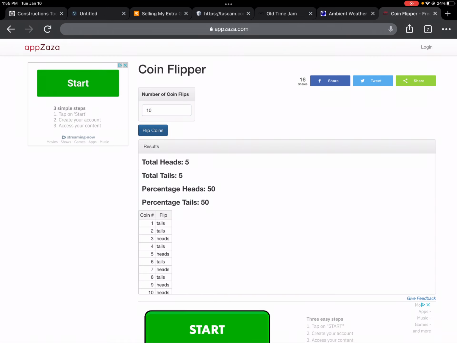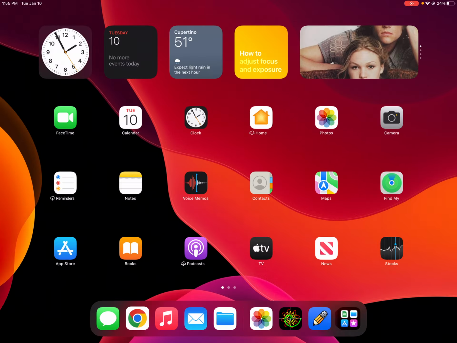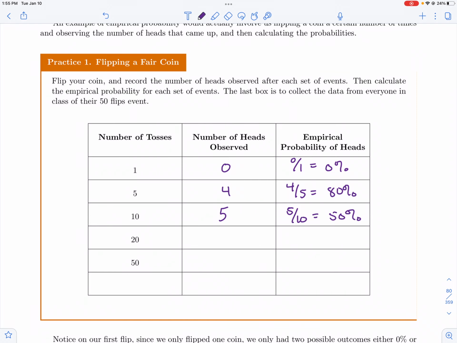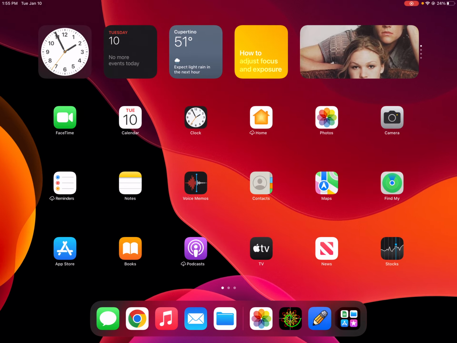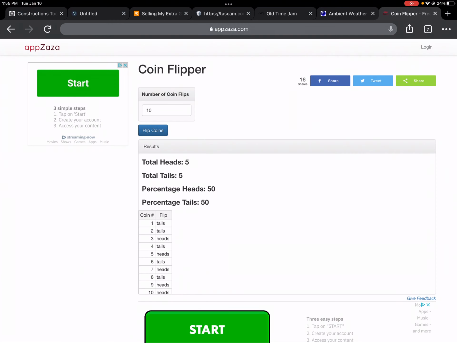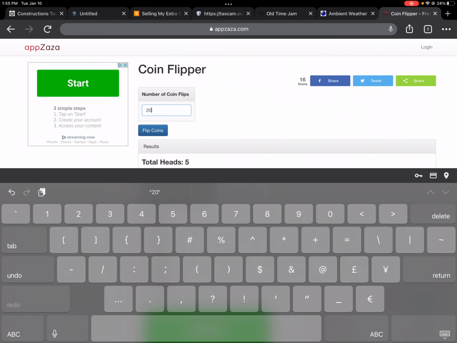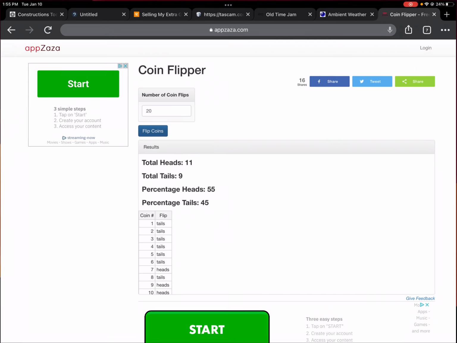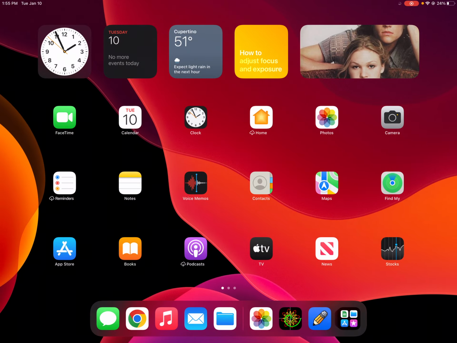Oh, now this one we got lucky. Notice we got 5 heads, 5 tails exactly, so this is exactly 50%. That's 5 over 10. So let's try 20 and see what happens. Notice in this case we've got 11 heads, 9 tails, so a little bit more heads than tails, but still not too far off. So 11 out of 20 is our 55%.